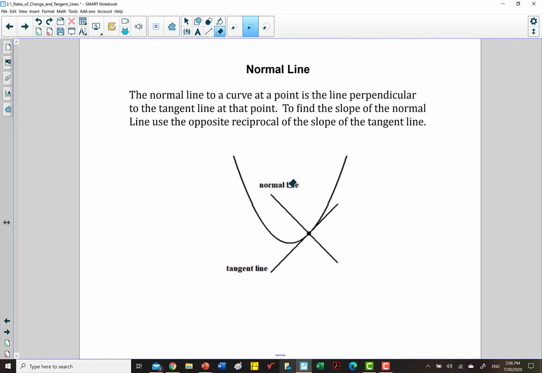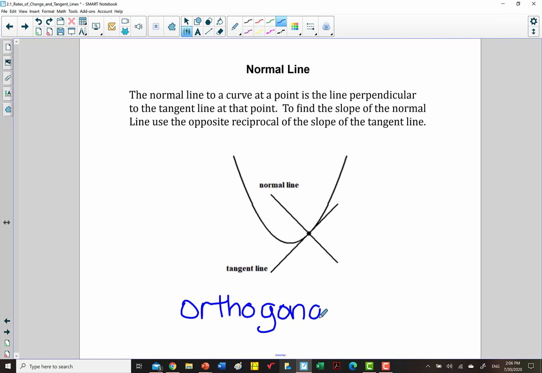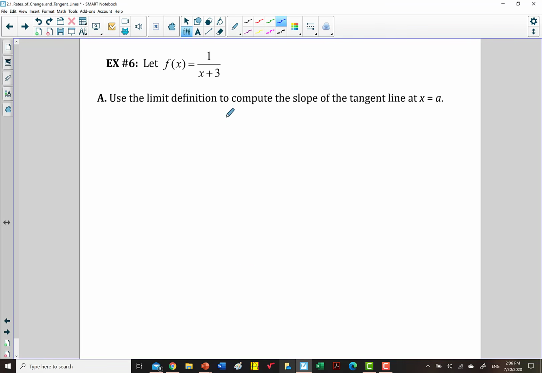There's also normal lines that we'll talk about, and a normal line is just a fancy way to say perpendicular. Some textbooks will say normal lines, some textbooks will say orthogonal. Orthogonal is another way to say perpendicular. Orthogonal is perpendicular. Normal is perpendicular. What do we know about the slopes? The slope of one line is perpendicular to another line when they're opposite reciprocals of each other.